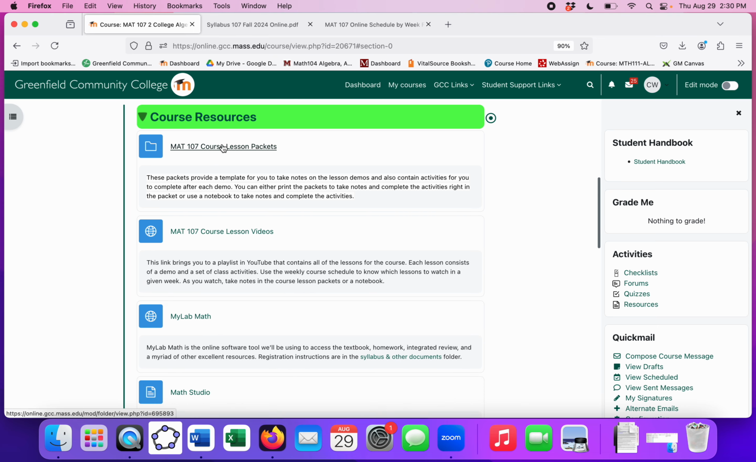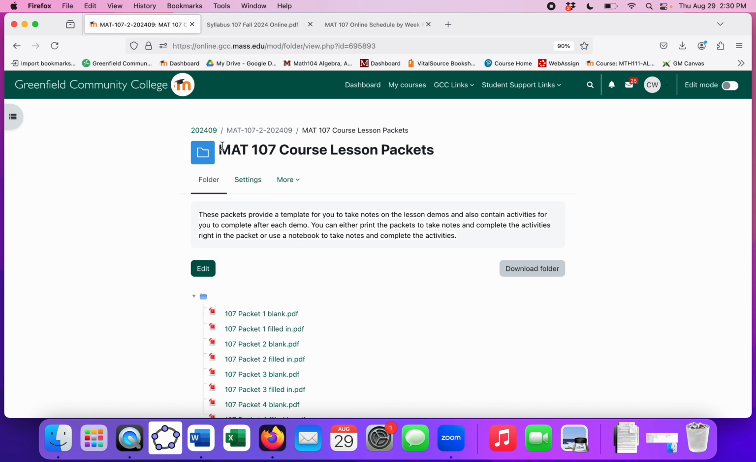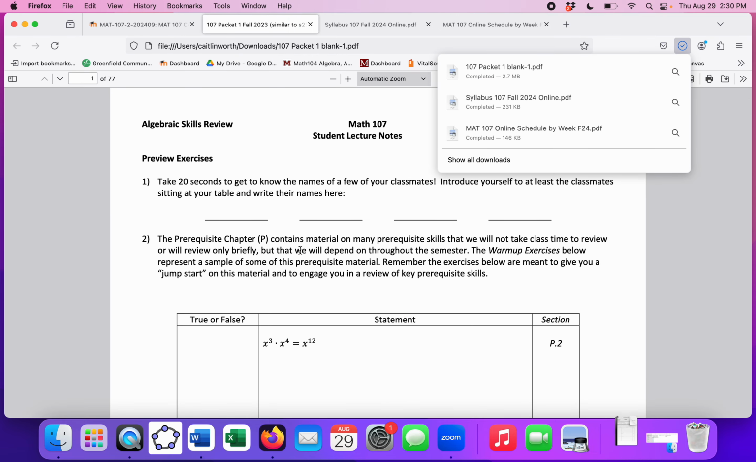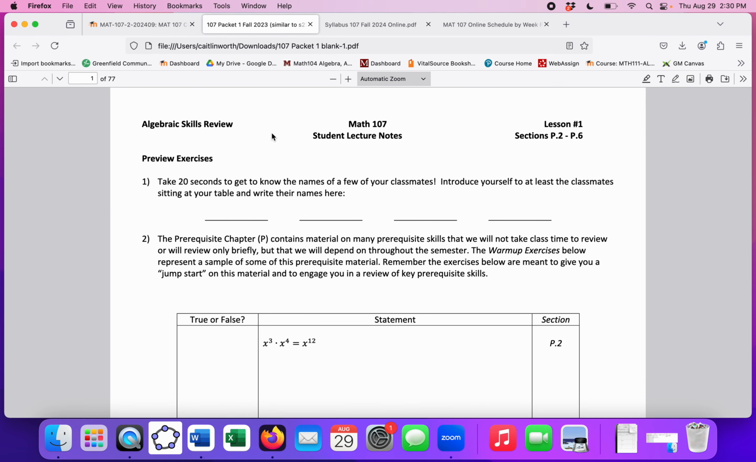So here are some course lesson packets. So these are for taking notes. There is a blank version and a filled in version for each packet. So if we open up packet 1 blank, take a quick look at this. So every lesson starts with a set of preview exercises. These are like warm-ups, things that you should probably know how to do before you start the lesson.